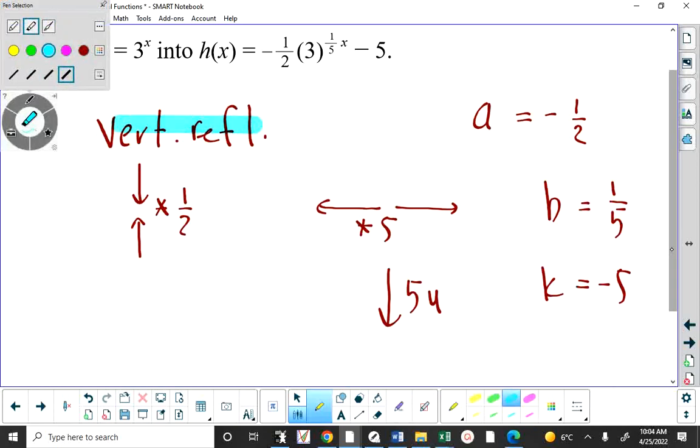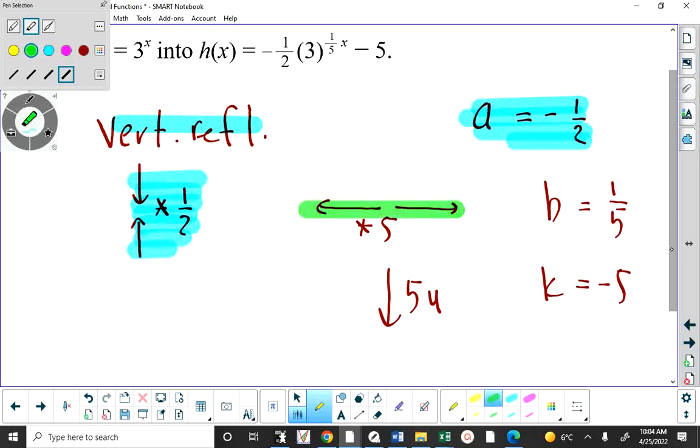So the vertical reflection and the vertical stretch are a result of A being negative 1/2. The horizontal stretch by a factor of 5 is a result of B being 1/5. And since K is negative 5, the graph is shifted 5 units down.